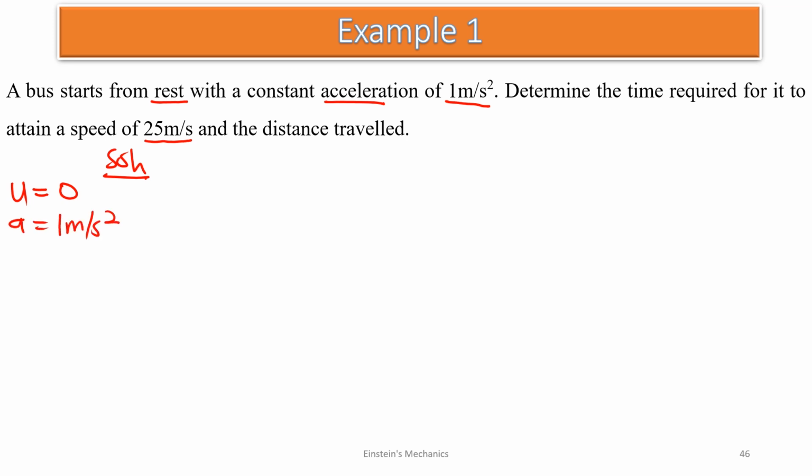Determine the time required for it to attain a speed. And this is also a speed, which is meter per second, velocity, right? So that is going to be our final velocity V, and that is 25 meters per second. And we are interested in finding the time t and the distance s.